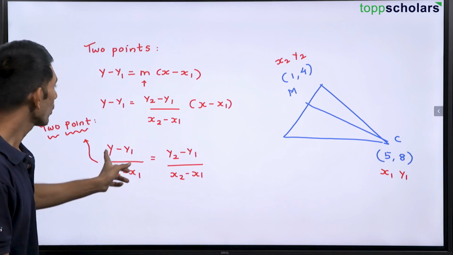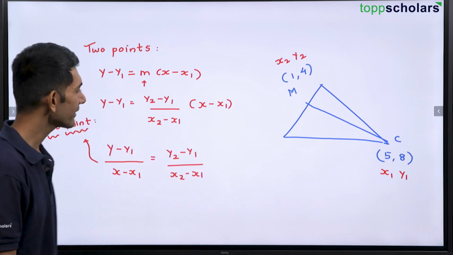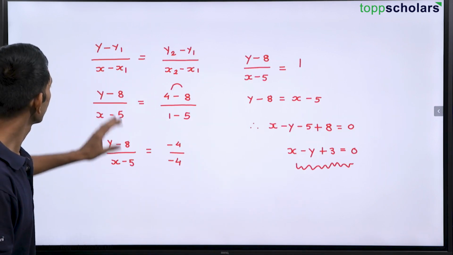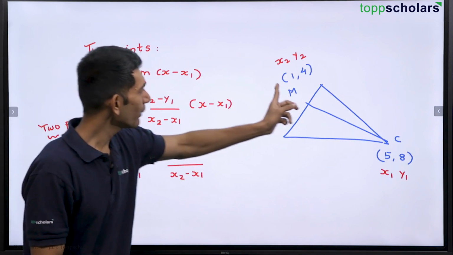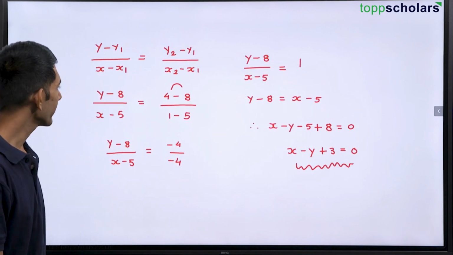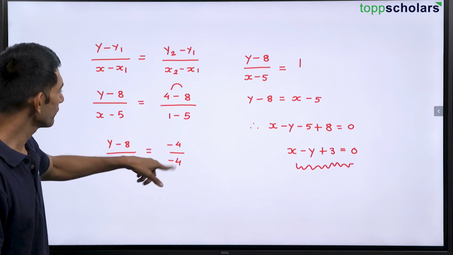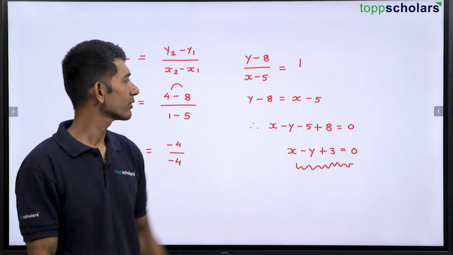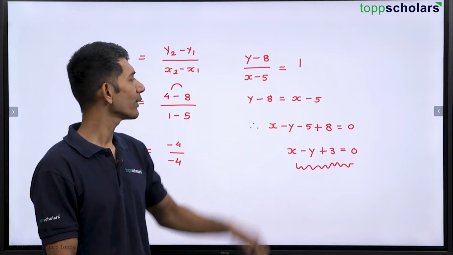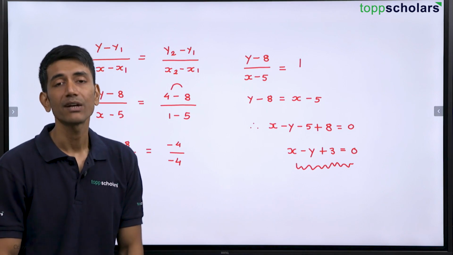So y minus y1, that is y minus 8 by x minus 5 is equal to y2 minus y1, that is 4 minus 8 by 1 minus 5. This becomes 1. This is same as it is. You cross multiply, then you shift the terms. So you get x minus y plus 3 is equal to 0 as the required equation of line.